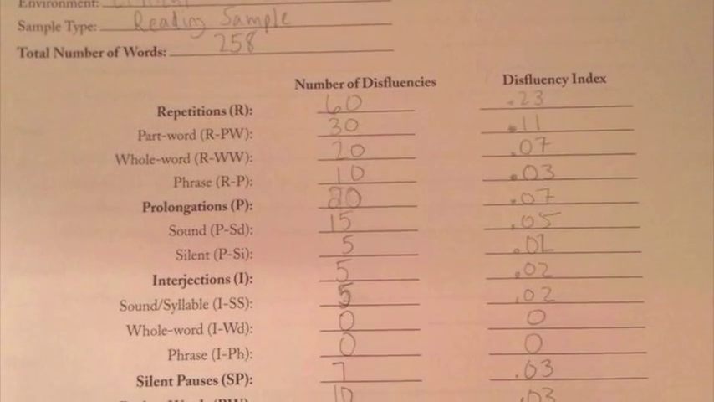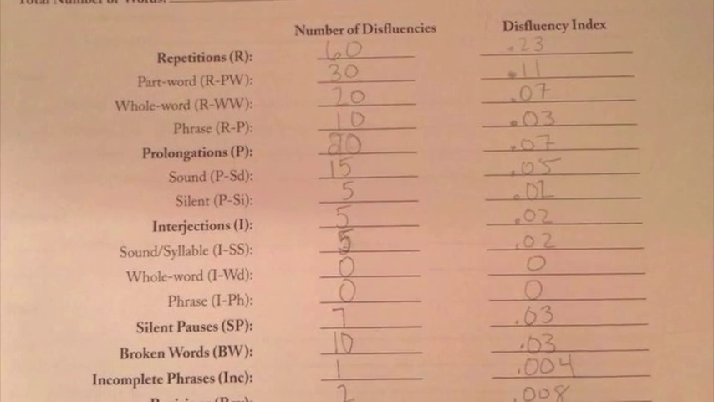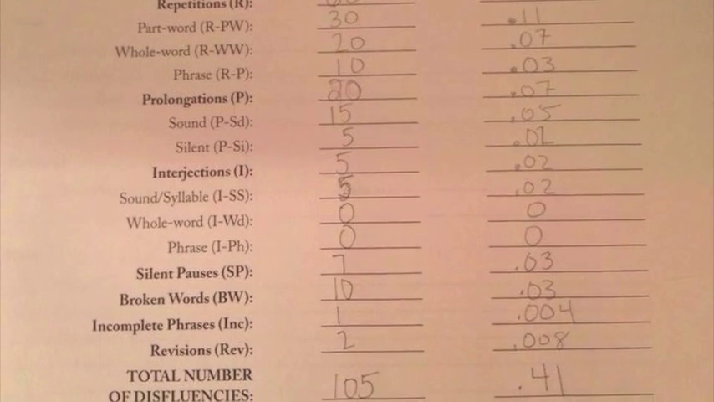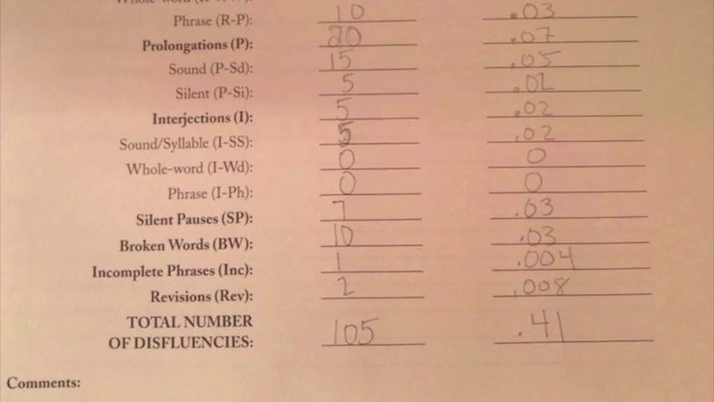In order to calculate the disfluency index, the clinician counts the total number of words that were present in the speech sample, then divides it by the total number of disfluencies found in the client's speech. After changing this number into a percent, the clinician is given the total disfluency index.